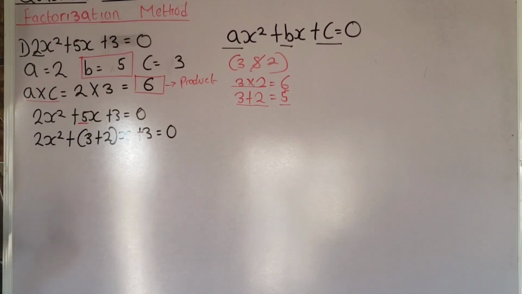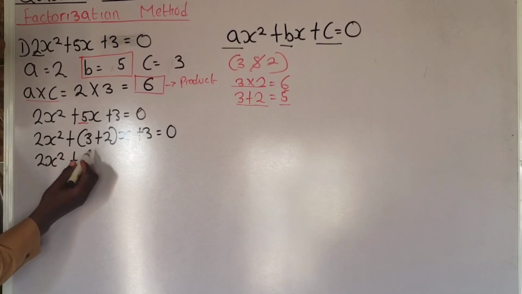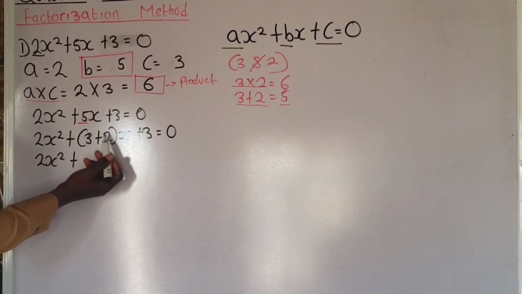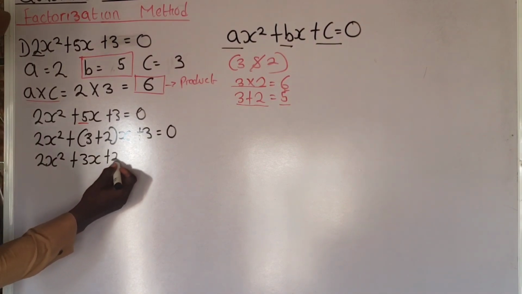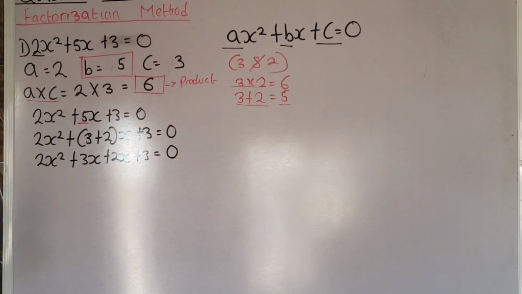Do you understand? Okay? Now let us proceed. For this, I'm going to have 2x squared plus, I'm going to open this bracket using this x. 3 multiplied by x, that is what? Plus 3x plus 2x plus 3 equals 0. Do you understand? Okay? Now, here, I'm going to divide this equation into 2.